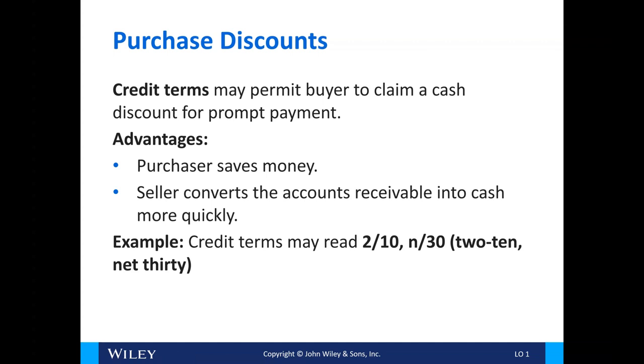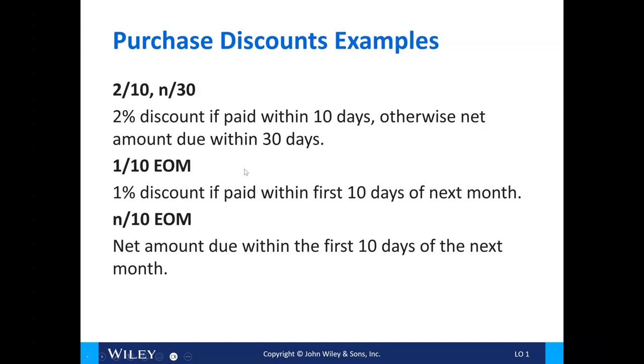Anyway, but if I pay them outside that window, so if I buy it on January 1st, I pay them on January 28th or even January 11th, I'm not in that window, so I would pay the full amount of $10,000. So the first number is the discount. Second is the days. Third is when, if you don't take advantage of the discount, you have to pay it in 30 days. 1/10 end of month was a 1% discount if you paid in 10 days. Otherwise, you have to pay it at the end of the month.